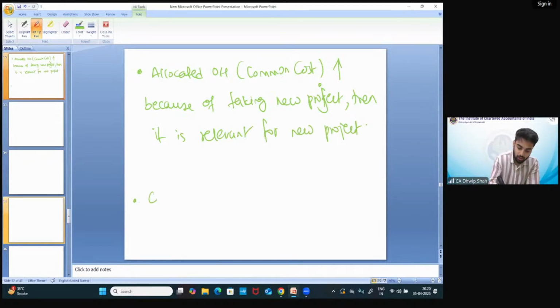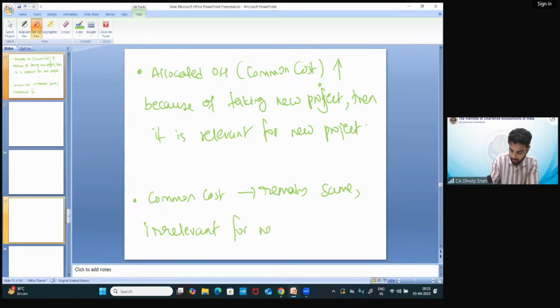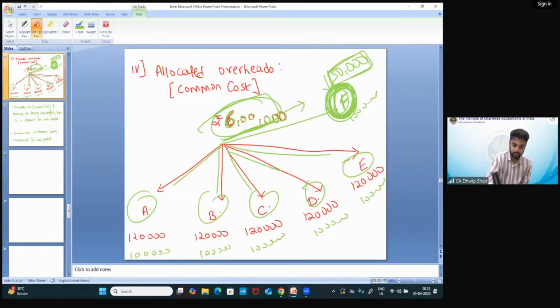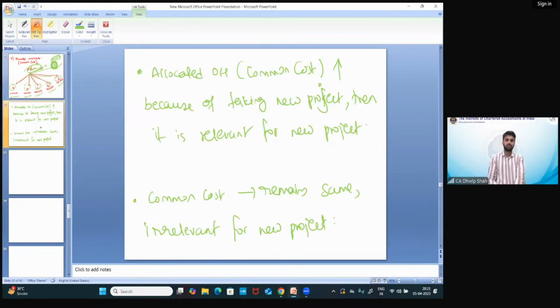But if allocated overheads or common cost does not increase, it remains the same. If it remains the same, then it is irrelevant for the new project. Why? Because cost is not getting increased, only the apportionment amount, only the ratio is getting changed. बाकी cost नहीं बढ़ रहा है. So it is irrelevant. ठीक है? So this is very important. The core content is this.